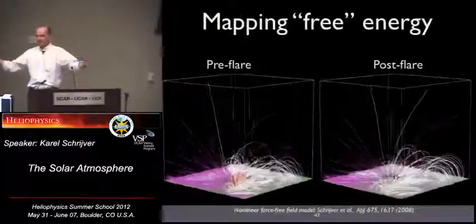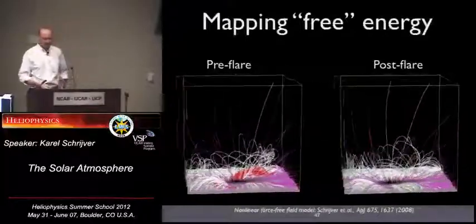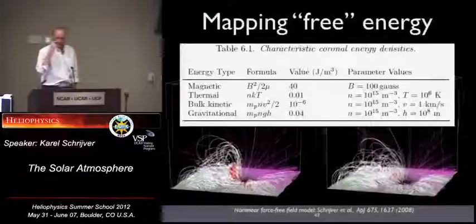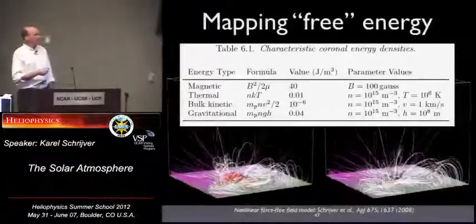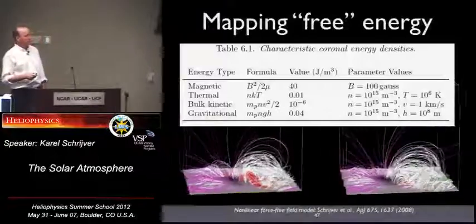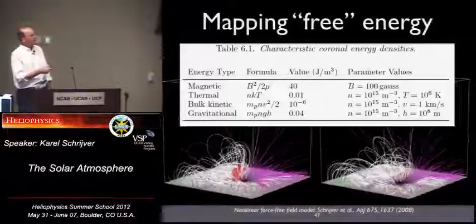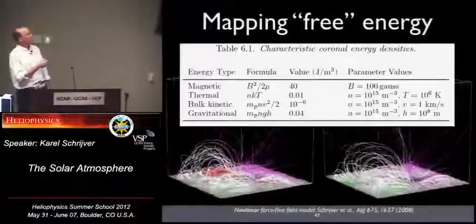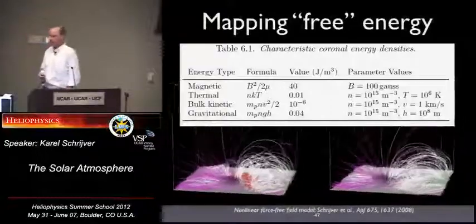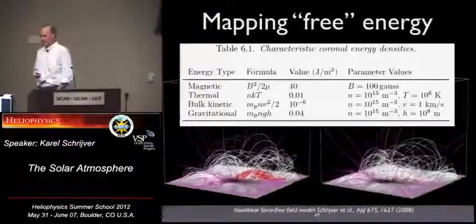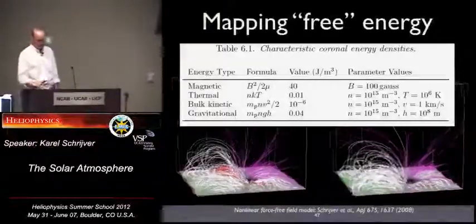So we have to extend the model volume, which we can do as computers become ever more powerful. So we hope that we'll get there. But it really is the only way in which we can get energy out of the solar corona. There's a table in Terry Forbes's chapter in the second volume that looks at the energy densities that are available, where you look at how much thermal energy or flow energy or gravitational energy is available, and they're all very, very much smaller than what sits in the field itself. So it's really the field itself that has to be tapped in order to create an explosion.